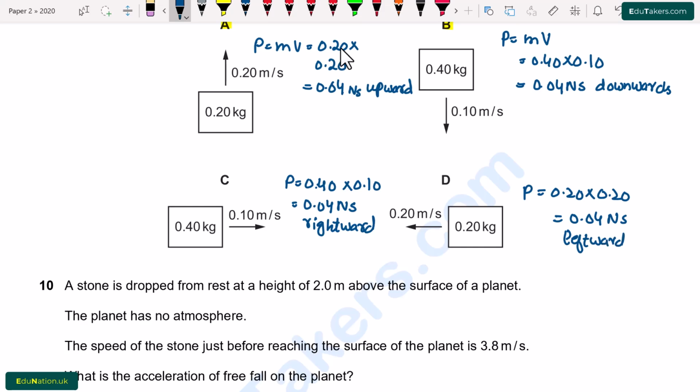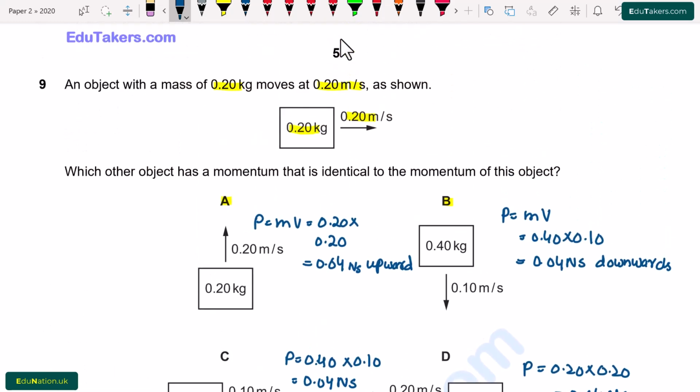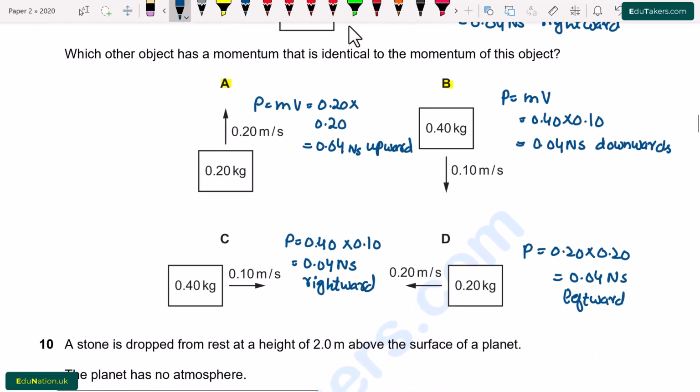So here we have found the momentum for A, B, C and D. Now we find the momentum of the given object. It will be 0.20 multiplied by 0.20, which is equal to 0.04 Newton second, and it is towards right. So it will be rightward. Now the magnitude for all of these options is the same. There is only a change in the direction. So the momentum which is rightward is correct, which is given in C. It means that C is correct.